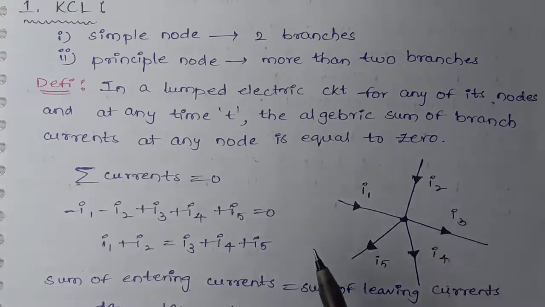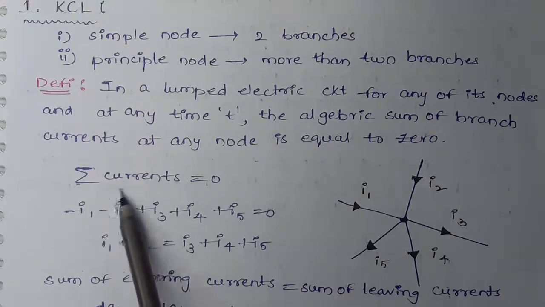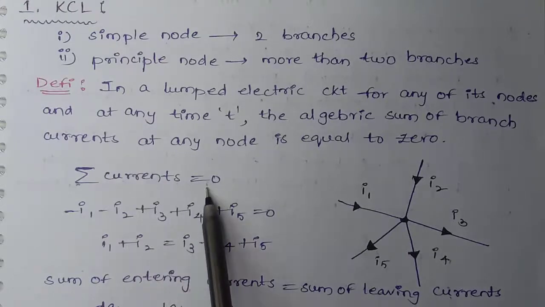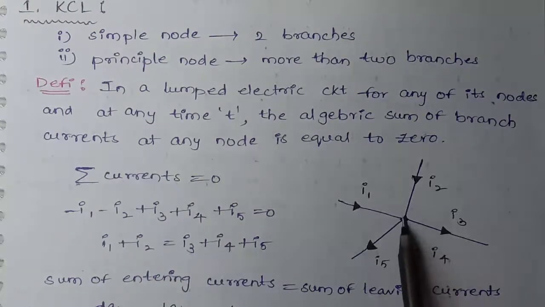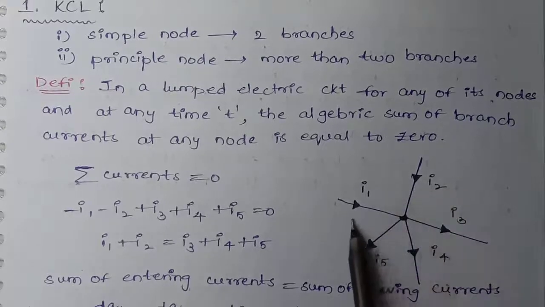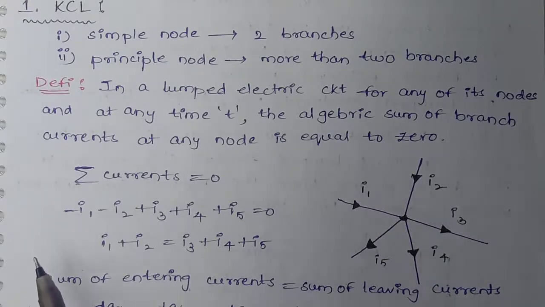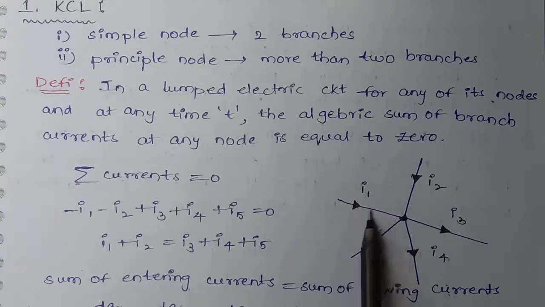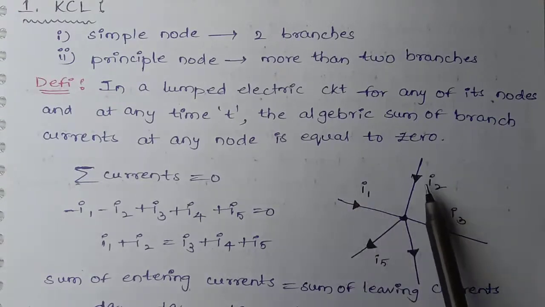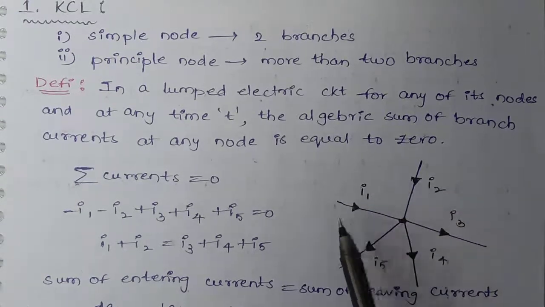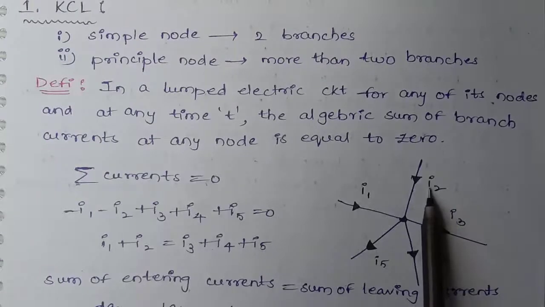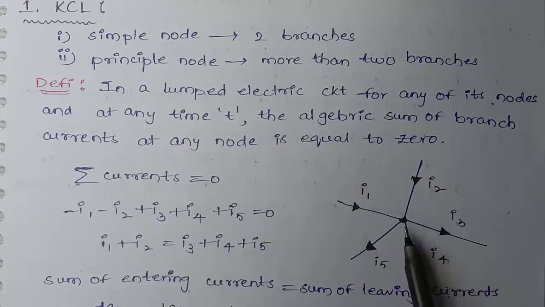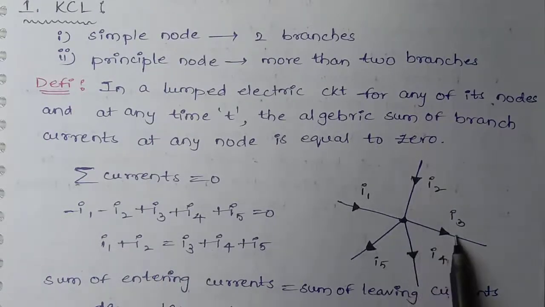So we will understand this in a simple manner, right? The algebraic sum of these currents will become 0. At this particular node, the algebraic sum of all these currents will become 0. That is nothing but our KCL. So here I am taking this entering current as minus. So I1 will become minus I1, I2 will become minus I2, and I am considering the outgoing currents as positive.